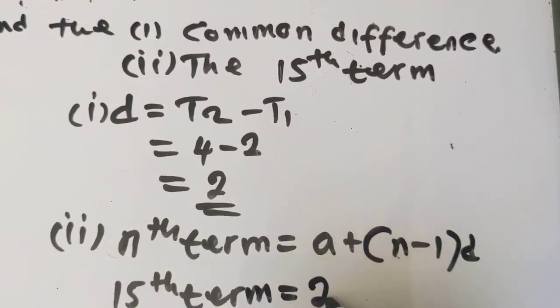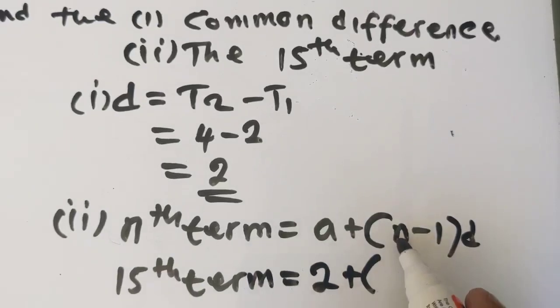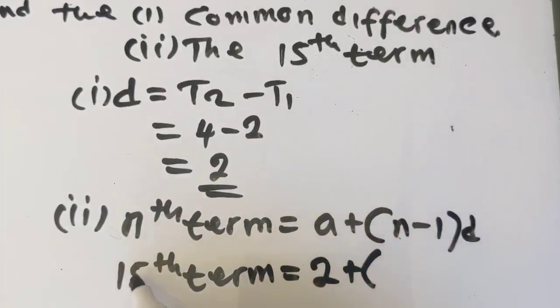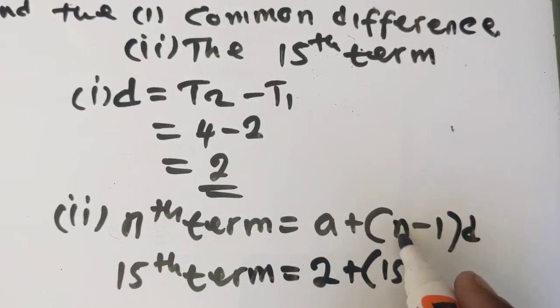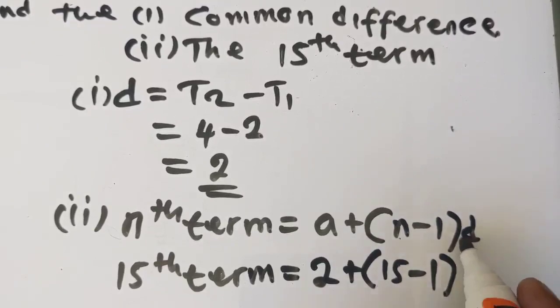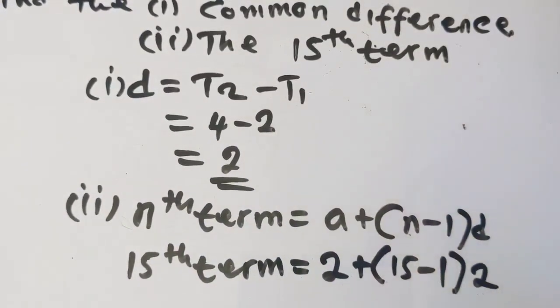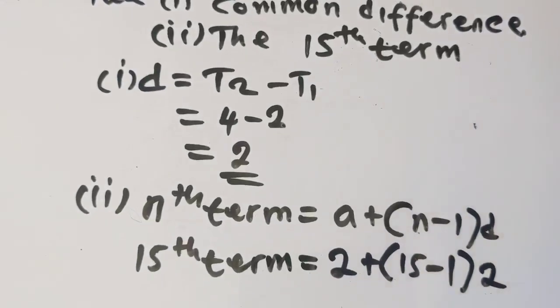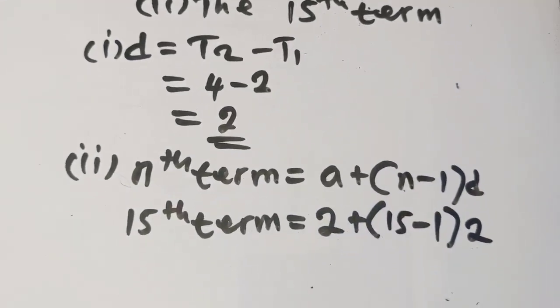So you write 2 plus, open bracket, what you are looking for, the 15th term. So you write 15, because n is the number of terms, minus 1. Then the common difference, you had found that it is 2. So you write 2 as the common difference there.